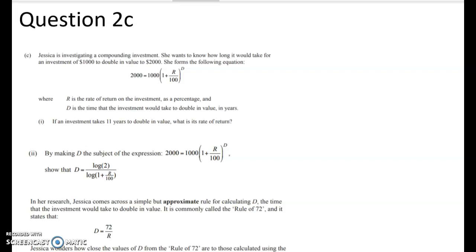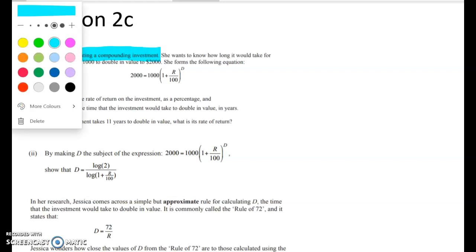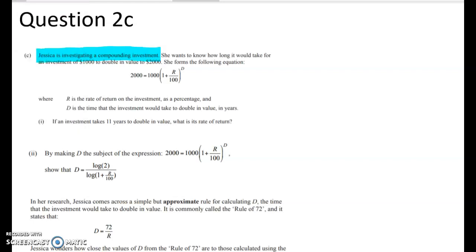Right, so Jessica is investigating a compounding investment, and that runs through the whole question. She wants to know how long it would take for an investment of $1,000 to double in value to $2,000. We've done lots of questions like that in class. So we're going from $1,000 to $2,000, and she writes down this equation. And there we are. That's our pretty familiar looking, hopefully, compound interest equation.